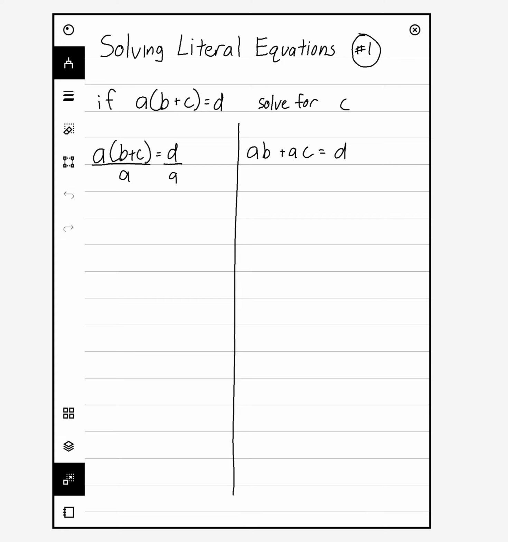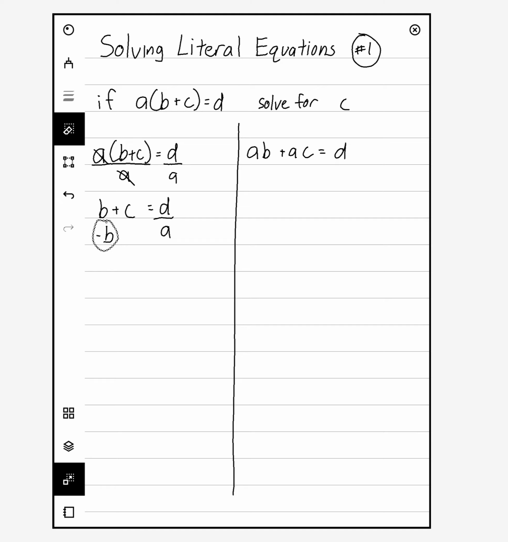All right, so if we divide the left side by A, we also need to divide the right side by A. And when we do that, we cancel out the A's on this side, and we get B plus C is equal to D over A. All right, since we're solving for C, we're going to want to isolate C. So let's get just C left on the side. In order to do that, we're going to need to subtract B.